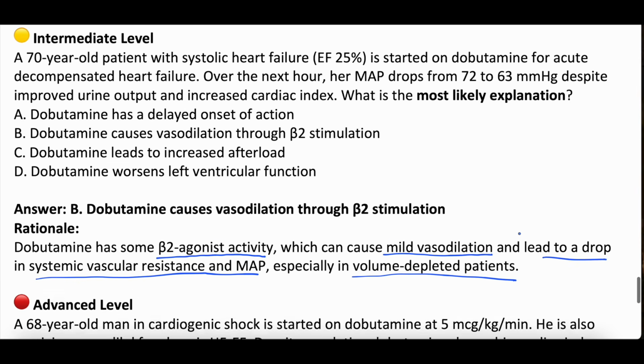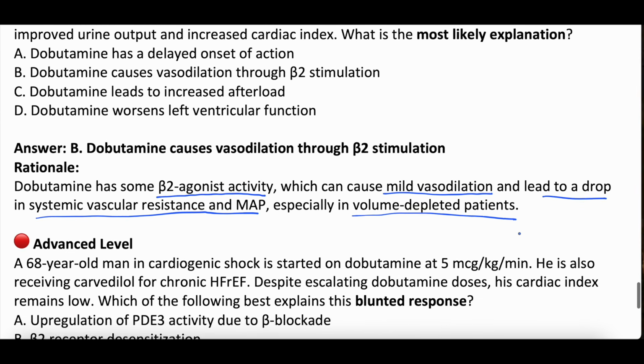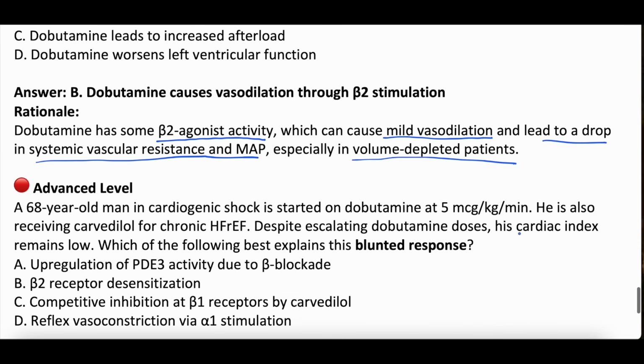And then last question is the advanced level. A 68-year-old man in cardiogenic shock is started on dobutamine at 5 micrograms per kilogram per minute. He is also receiving carvedilol for chronic heart failure with reduced ejection fraction. Despite escalating dobutamine doses, his cardiac index remains low. Which of the following best explains this blunted response?